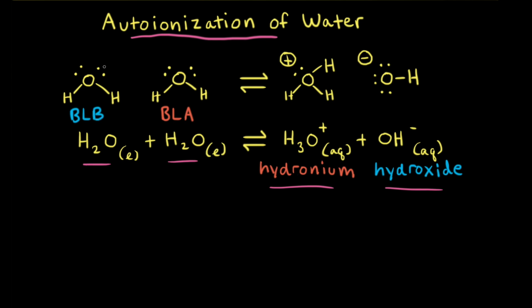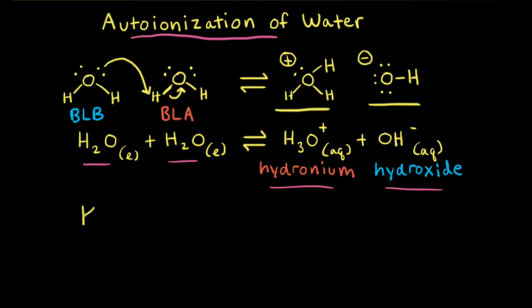In the reaction, the base takes an H+ ion from the acid, and these two electrons are left behind on this oxygen. Adding an H+ to H₂O gives the hydronium ion H₃O+, and taking away an H+ from H₂O gives the hydroxide ion OH-. We can write an equilibrium constant expression for this reaction.